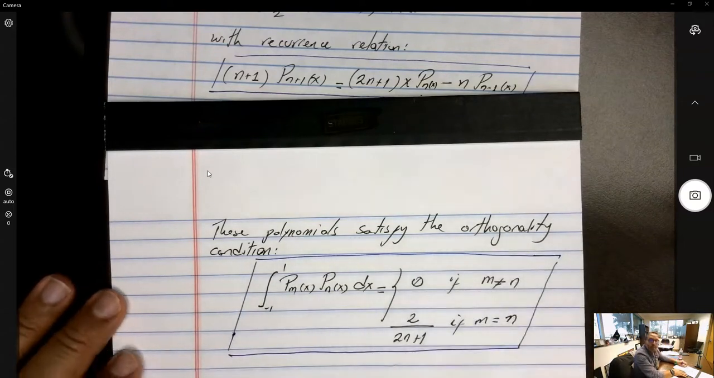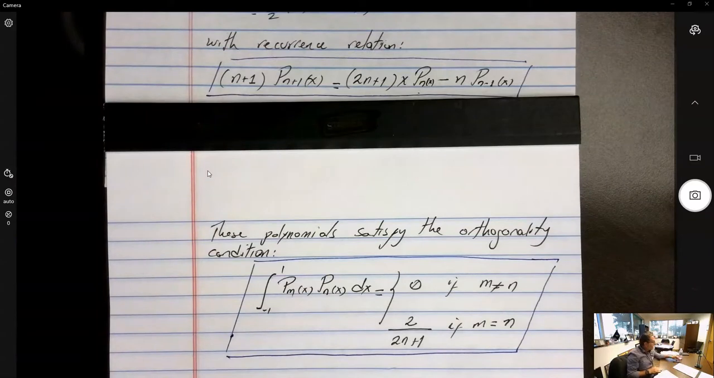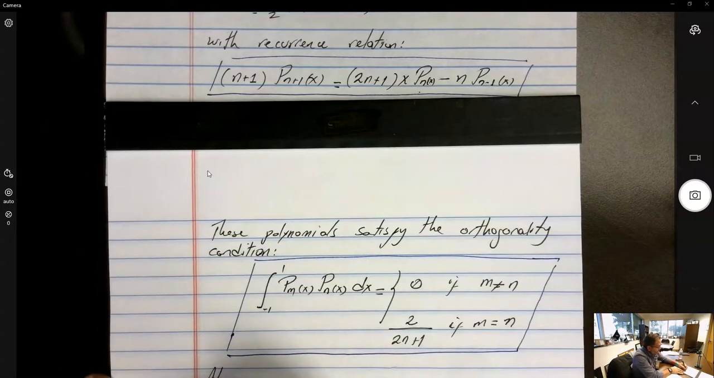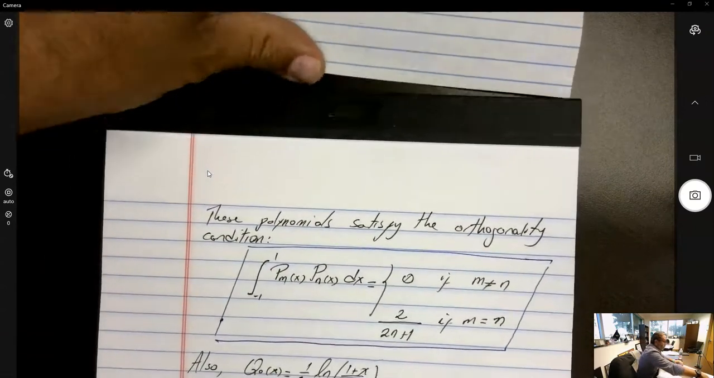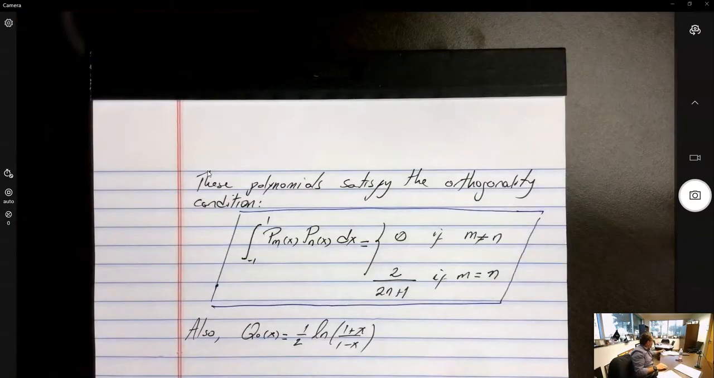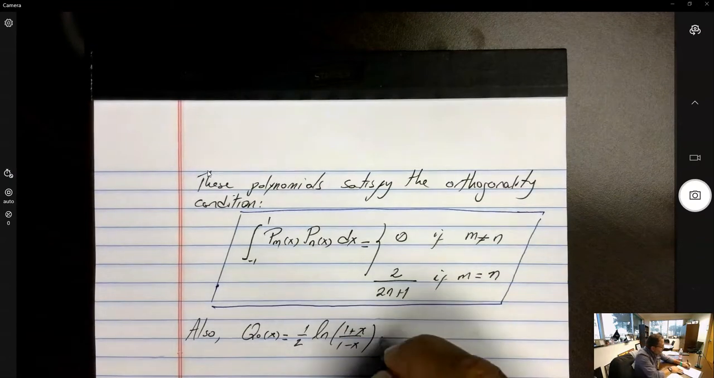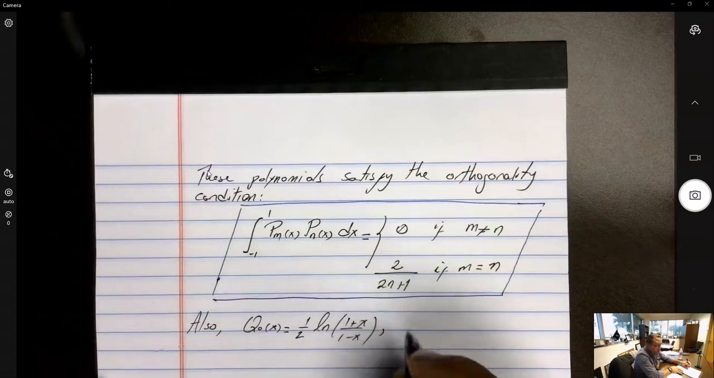Now I've defined the polynomial P, which is a polynomial of the first kind. Also, the polynomial of the second kind, Q0 of x, is equal to 1/2 of the log of (1 plus x) divided by (1 minus x). So this is not a polynomial, as you can see. It's an irrational function, and it's not well behaved. It's singular at x equals 1, I'm sorry.